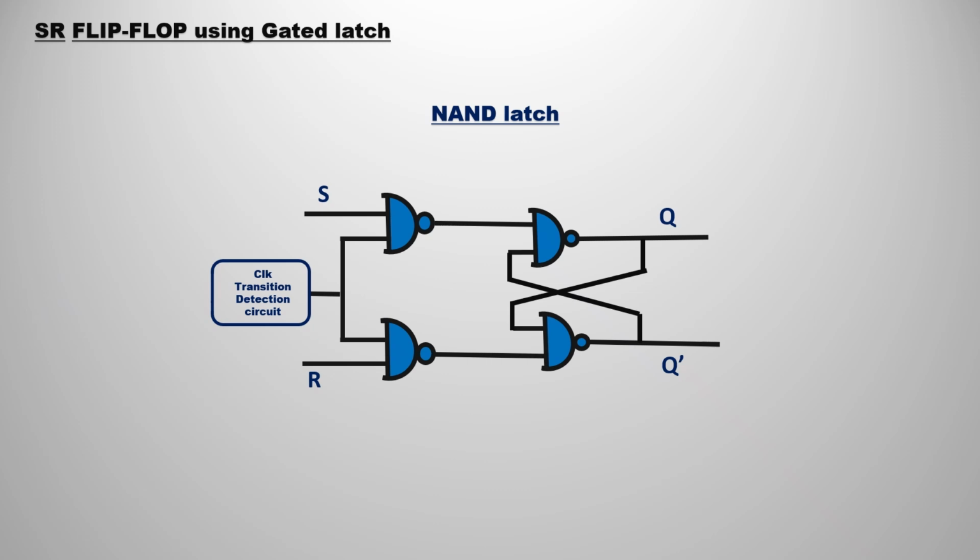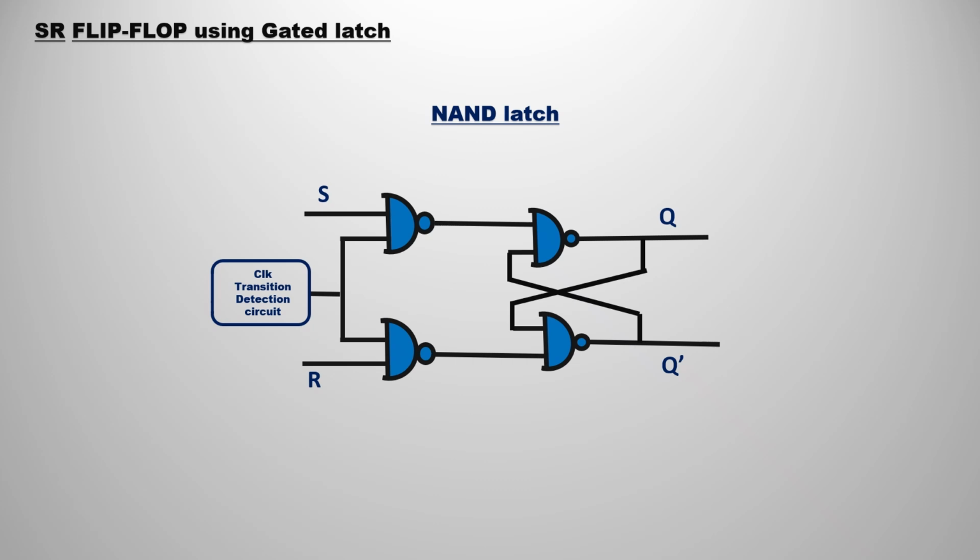So in the same way, we are also going to build with the help of the NAND latch also. So this is a simple SR flip-flop with the help of the NAND latch. The first two directly cascaded NAND gates are simply a transparent latch. After attaching the two NAND gates, it becomes a gated NAND latch. So finally, if you add a clock transition detection circuit, it becomes an SR flip-flop.